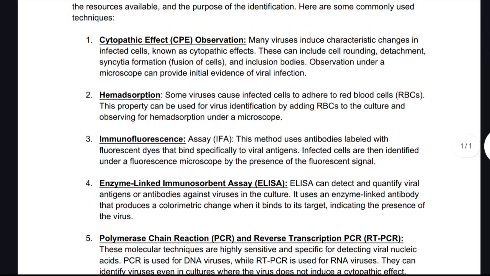In the first observation, cytopathic effect, we have observed that many viruses induce characteristic changes in the infected cells. It means that the infected cell undergoes cell rounding. Sometimes it gets detached, and sometimes the fusion of cells occurs. All these characteristic features can be observed under the microscope, which indicates that the person having these characteristic features has a viral infection.